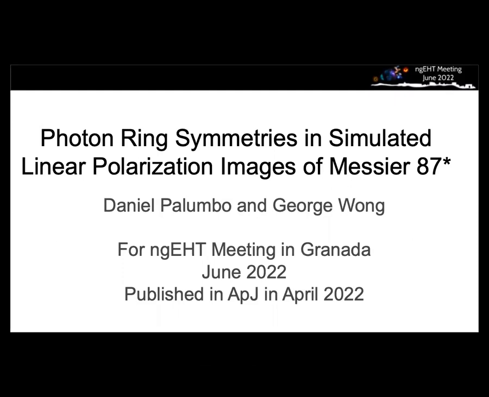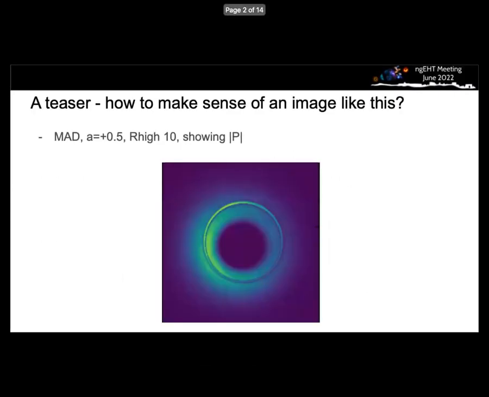All right, is that working? Yes, okie dokie. So I'm here to tell you about photon ring symmetries in GRMHD images, more or less, particularly at low inclination as for M87. And I'm going to tease you with an image of the magnitude of the complex scalar, which is the polarization vector, Q plus iU, it's not quite a vector. This is for a spin 1/2 MAD that's been time averaged.